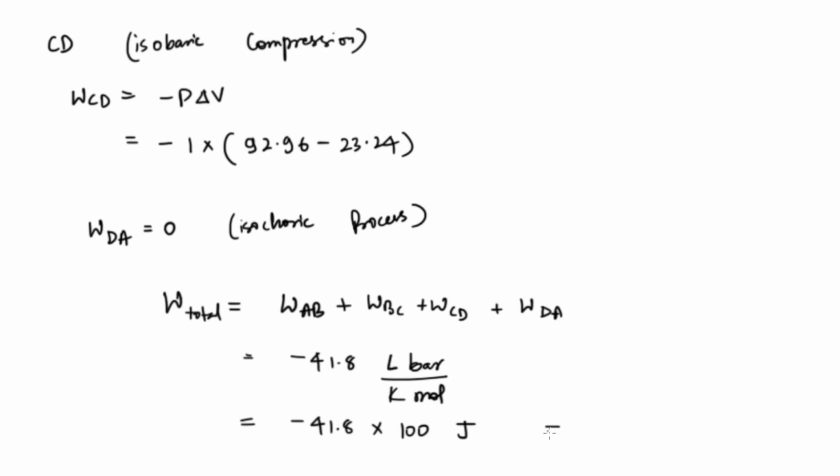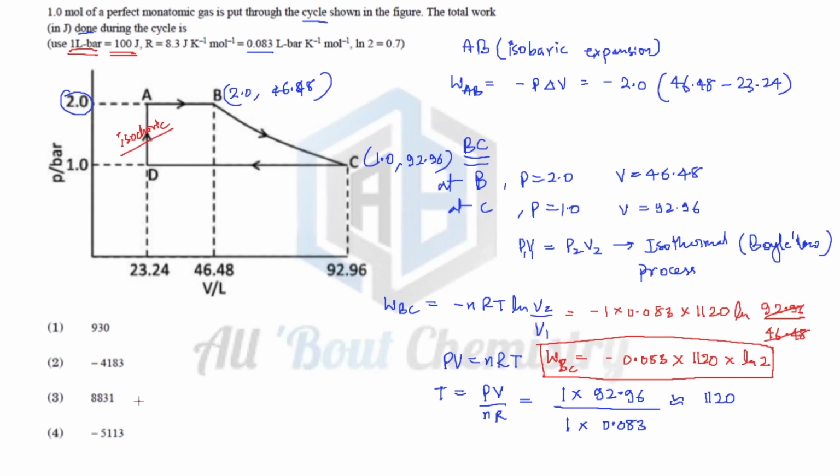So the answer will be how much? This will be minus 4180 joules. This is going to be the answer for this particular question. Okay, so if you look at the options, the correct option will be option number 2. The answer is quite near to that. So that's why the correct answer is option number 2.